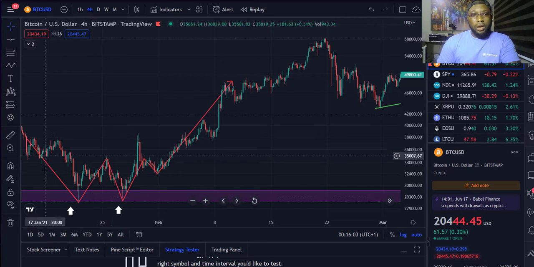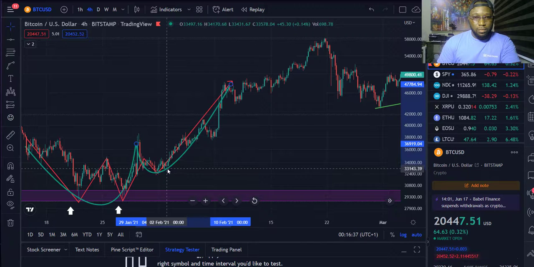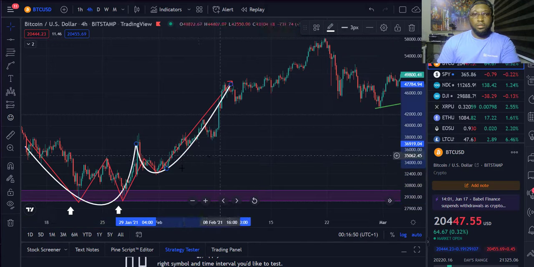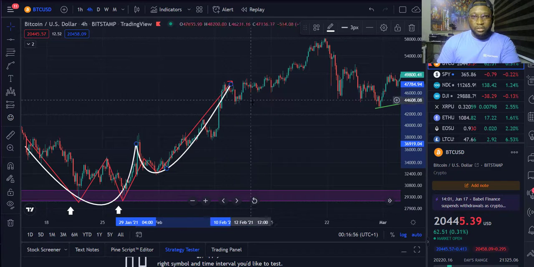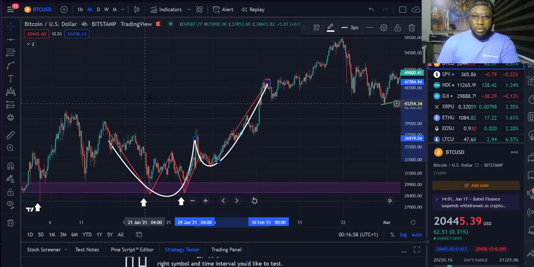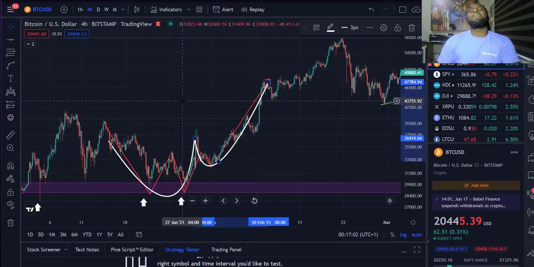So you can even relate this to the cup and handle. This can actually be your cup. So you have a cup, you have a handle. Within the cup and handle form, you have a double bottom before we have the breakout. So there are things you can look out for. Double top and double bottom, and the triple bottom and triple top are signals.